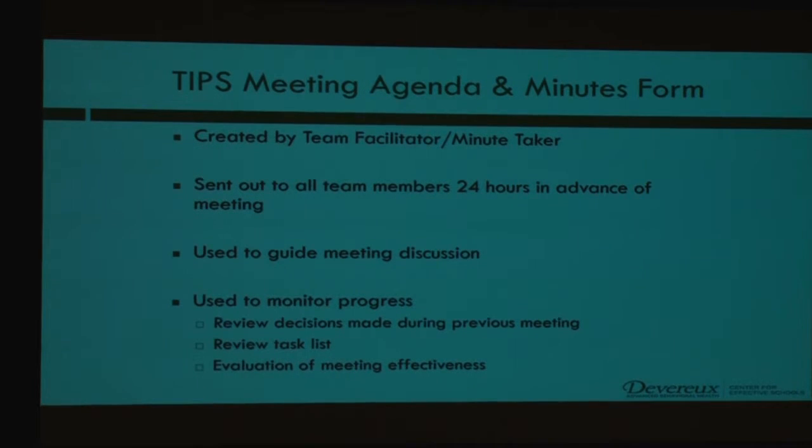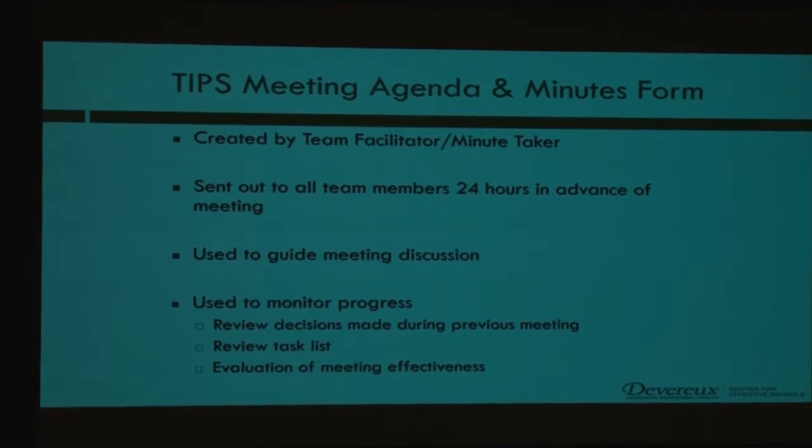We also use the agenda and the minutes form to monitor our progress. So we're able to review decisions that we've made at previous meetings. We're able to review the task list, which indicates who's doing something, when it's due, and who's responsible for that. We're also able to evaluate how effective our meetings are. And we're going to look more specifically at our agenda and each of those components. So this is a sample of the meeting minutes.